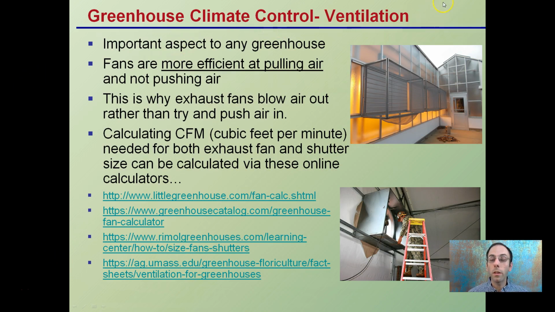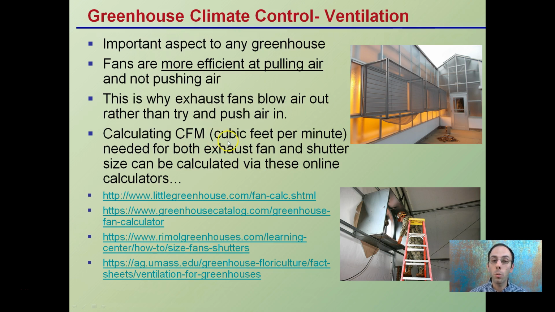Now, greenhouse climate control, ventilation is important. For any greenhouse or high tunnel to be effective, you need to keep air moving through that structure. Keep in mind, if you are adding fans, fans are much more efficient at pulling air, not pushing air. So exhaust fans, if you walk by one, you get blown by those fans because they're pulling air through the greenhouse and out. They're not really that great at pushing air. This is why exhaust fans blow air out, and this is why you see these inlets here, with screen netting over them to prevent insects from getting pulled into the structure.